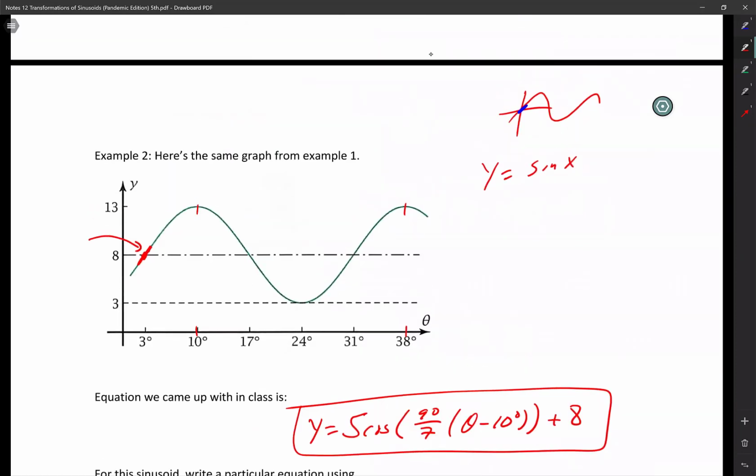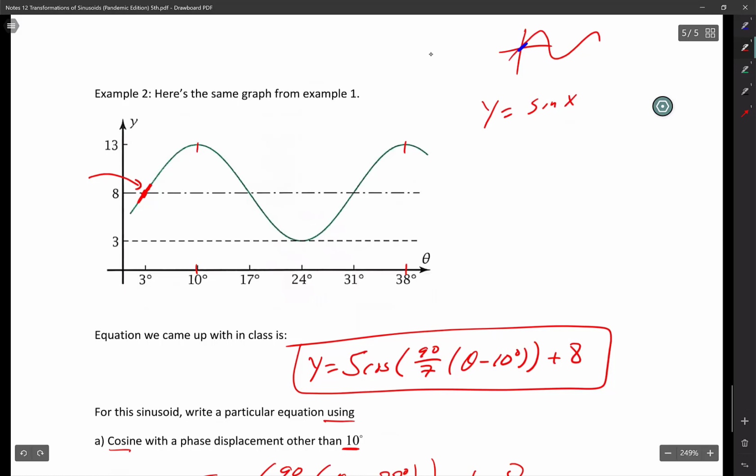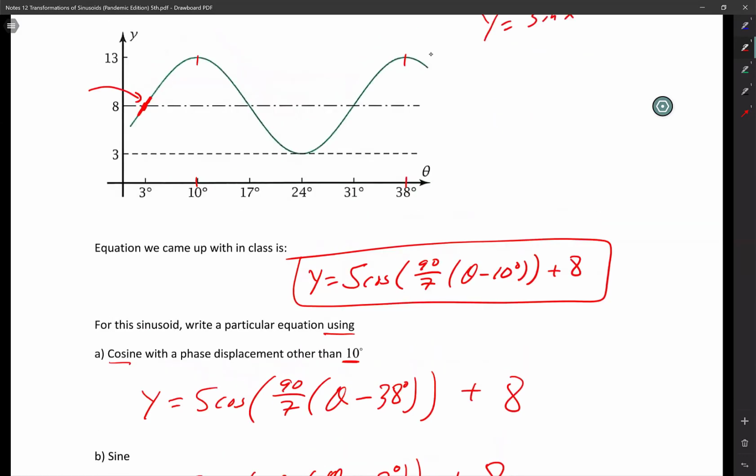Yes. Okay. We're using sine x. And remember, when you're using sine x, you have to use a point of inflection on the way up, because our point of inflection was at the midline, right? And that first point of inflection at the midline going on the way up is at 3 degrees.